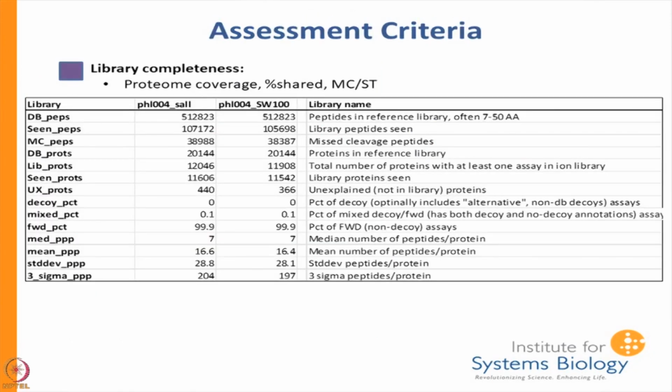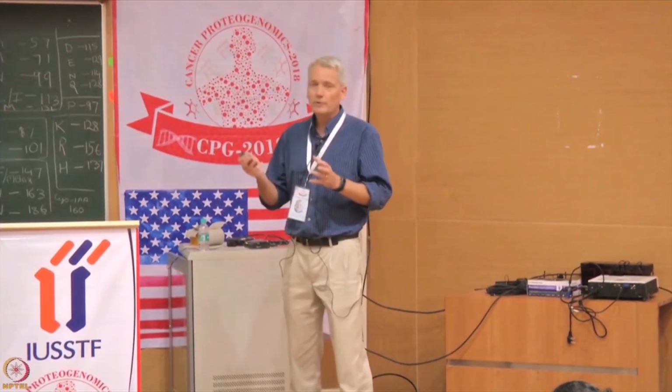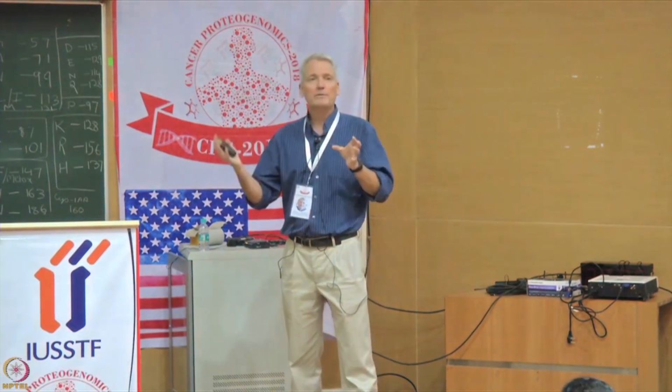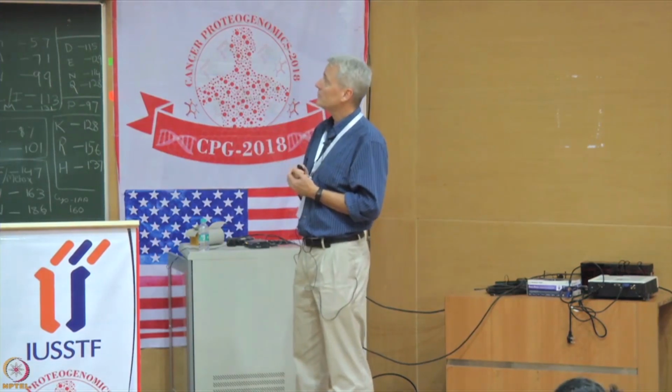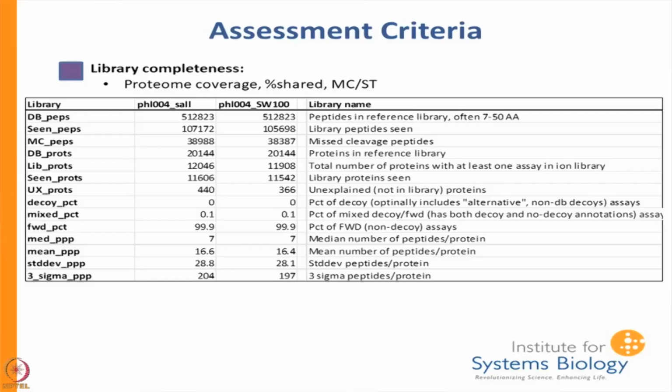So library completeness is basically taking a proteome. Most of you, if you're working with some sort of organism, have a proteome or a genome that you want to compare to. This looks at those things and says, okay, of the peptides I might expect to see, of the proteins I might expect to see, how many of them do I actually see in this library? And it gives you an idea of how complete the library is. For most of these things, the two different libraries, even though we've cut this one down, don't really vary that much.